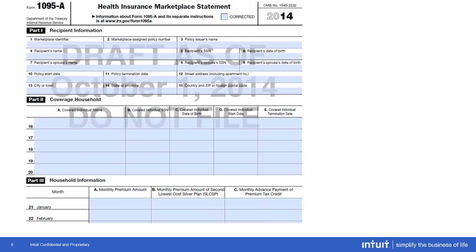Then we have Part 3, household information for members in the household who would have had coverage, monthly premium amount that they paid, or actually I should say the monthly premium amount, the gross amount before the subsidy. Then in column B, monthly premium amount of the second lowest cost silver plan. And that'll make more sense when we show you the computation of the credit. And then column C, the monthly advance payment of the premium tax credit. And those are those upfront subsidies that the taxpayer may receive.